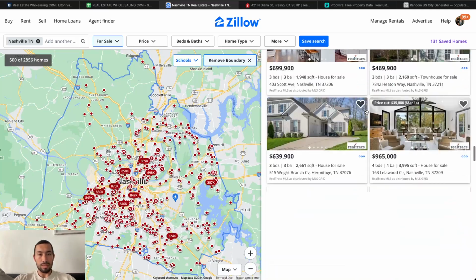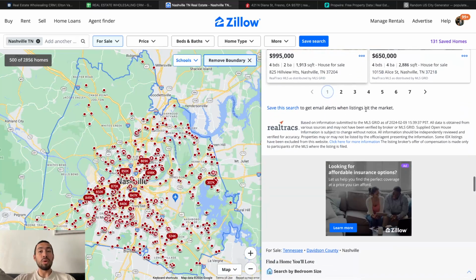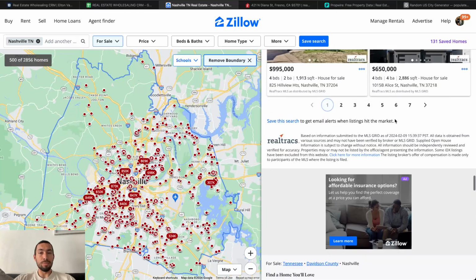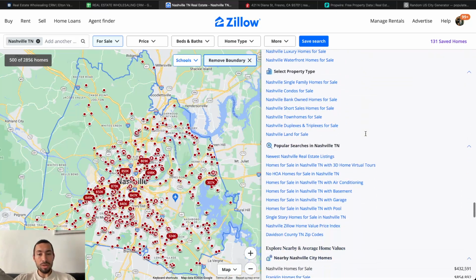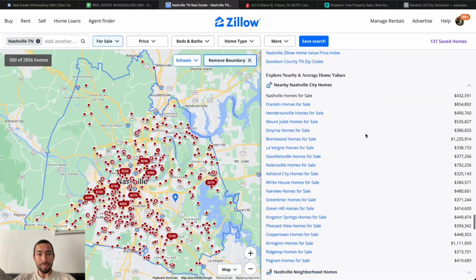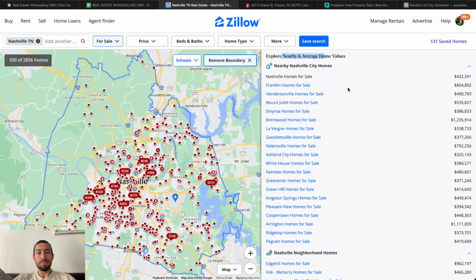You're like, well, that's not really going to help me find the ARV. Well, here's the thing. If you keep on scrolling and go past where it gives you the number of pages to look at properties, continue going down, continue going down. Bam, here it is. Nearby Nashville City homes. Explore nearby average home values, and this is the potential ARV that a property is going to give you for this specific market.